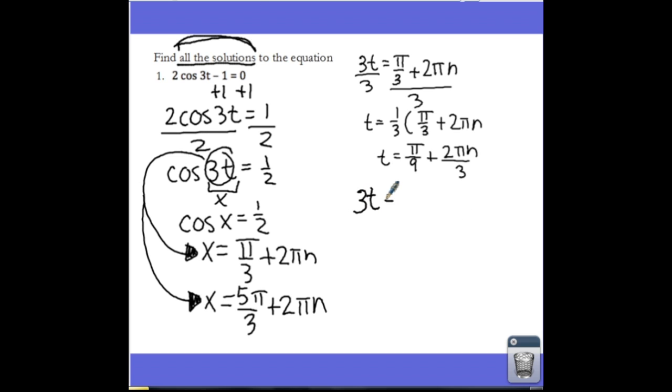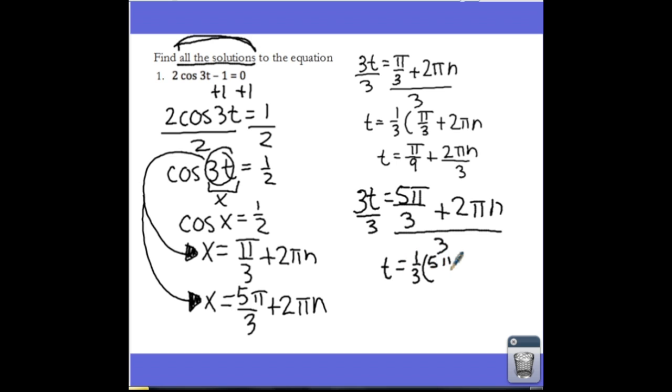We'll do the same thing for 5 pi over 3, and we'll have 3t equals 5 pi over 3 plus 2 pi n. Then you'll divide by 3, which will give you t equals 1/3 times 5 pi over 3 plus 2 pi n. Then you'll distribute the 1/3, and that'll leave you with t equals 5 pi over 9 plus 2 pi n over 3, and both of those are your solutions.